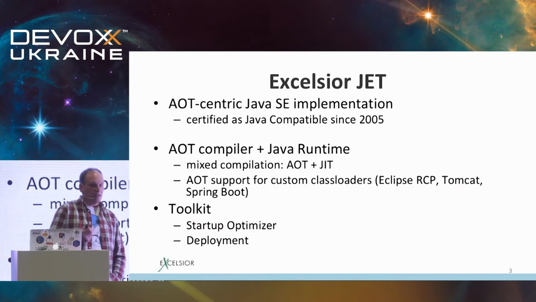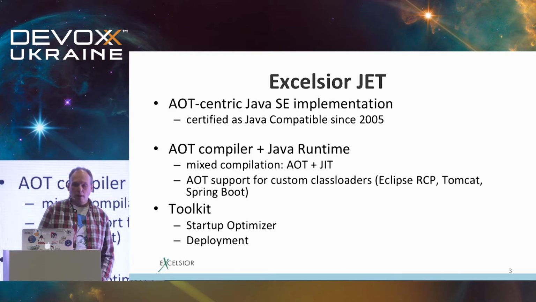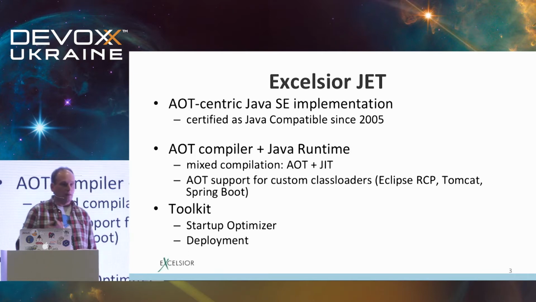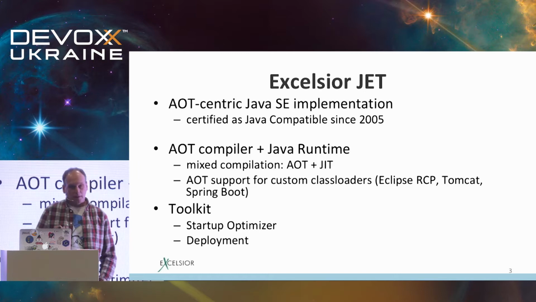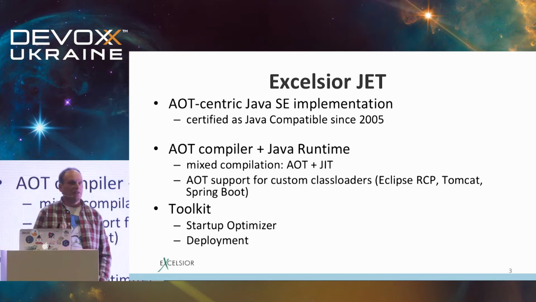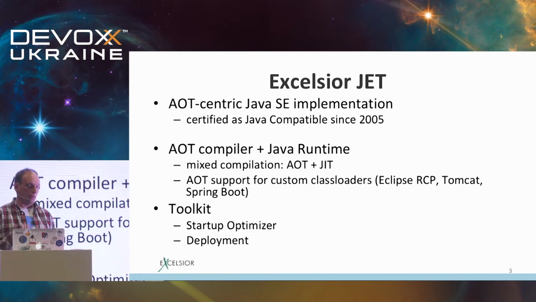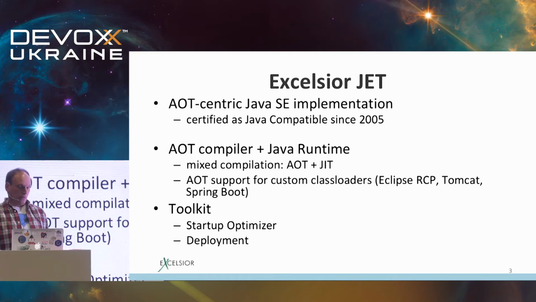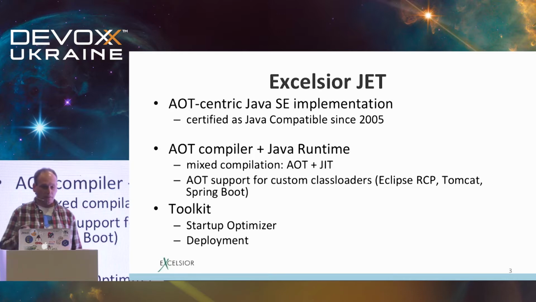For nearly two decades, I have been working on the Excelsior JET project, which is a complete Java SE implementation, a JVM with an ahead-of-time compiler. Using our ahead-of-time compiler, you can compile your Java or JVM applications down to conventional native executables. And unlike some other AOT solutions, Excelsior JET supports all Java features. So yes, reflection and dynamic class loading just work. You don't need any hacks to make it work. And you can compile Tomcat and Spring Boot applications with Excelsior JET without any problems.